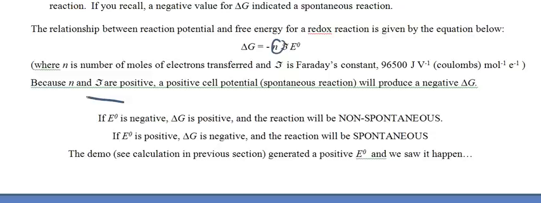Again, if delta E is negative, that means delta G will be positive. That means the reaction will not be spontaneous in the forward reaction. And if we have delta G that is negative because our voltage is positive, then we have a reaction that will be spontaneous. All right.